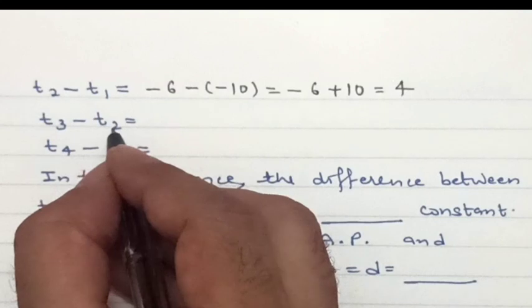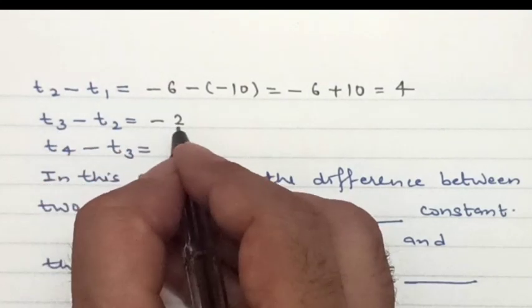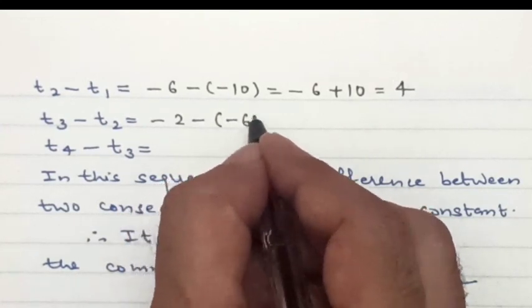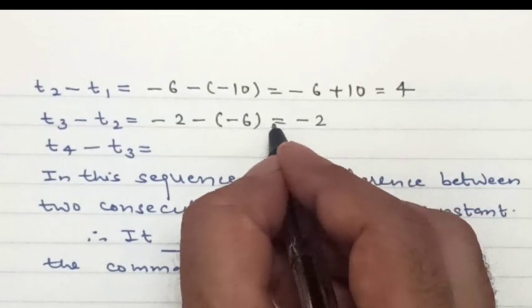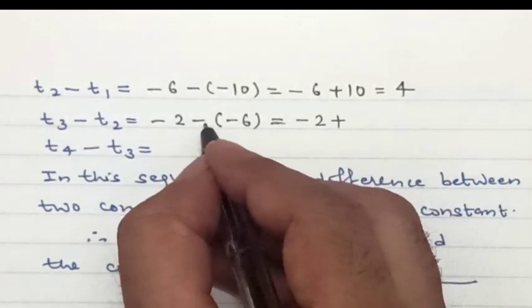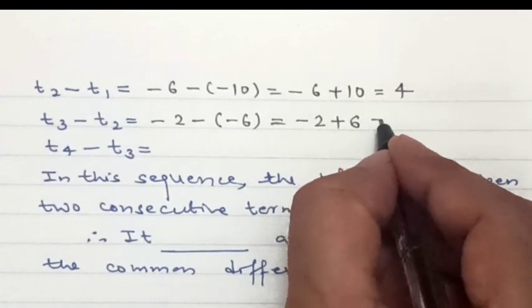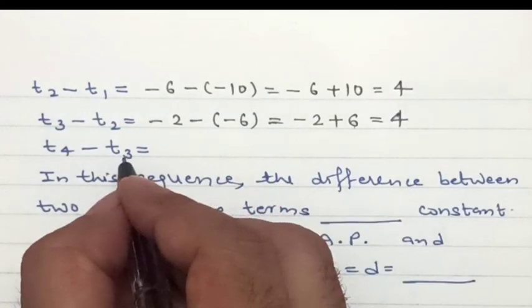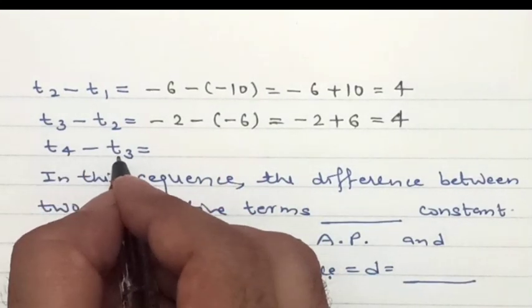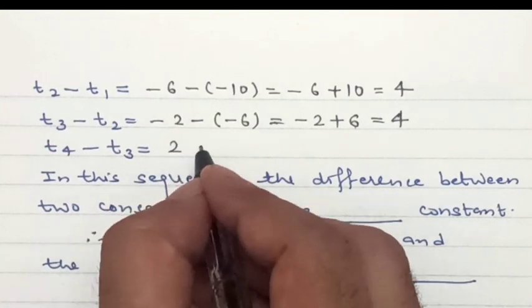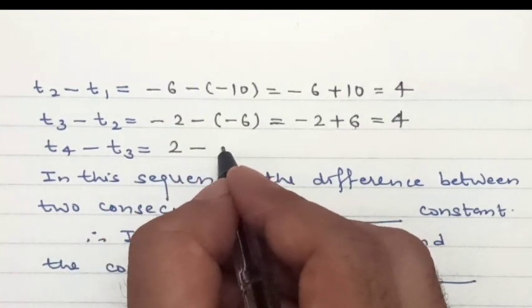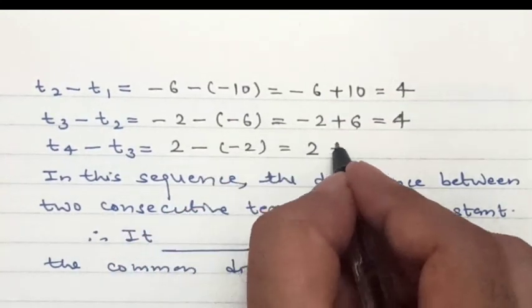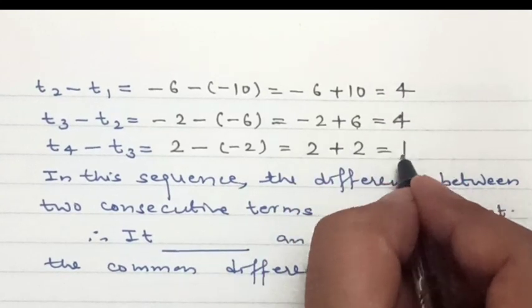Same way, T3 minus T2. Your T3 is minus 2 and T2 is minus 6. So you'll be getting minus 2, again minus minus is plus, so plus 6. So 6 minus 2 will give you 4. Next difference, T4 minus T3. Your T4 is 2 and then minus sign, and T3 is minus 2. So this is 2, minus minus is plus, so 2 plus 2, which will give you 4.